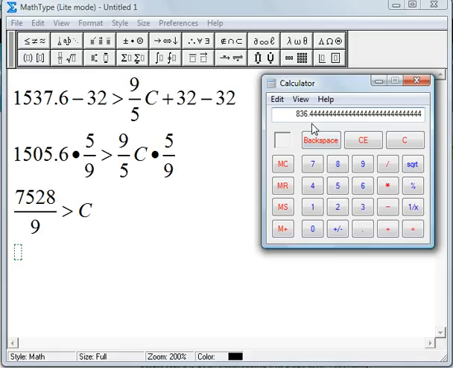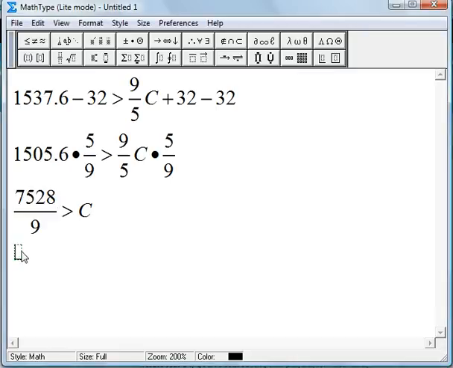The 10th place is the first digit to the right of the decimal point. Since I'm rounding, I need to look to the 100th place digit, which is the first one to the right of the 10th place. Because it's not 5 or more, the 4 in the 10th place stays the same. So the answer is going to be 836.4 greater than C. Or another way of writing it, read it from right to left: C is less than 836.4. And this is how you do this problem. I hope this helps.